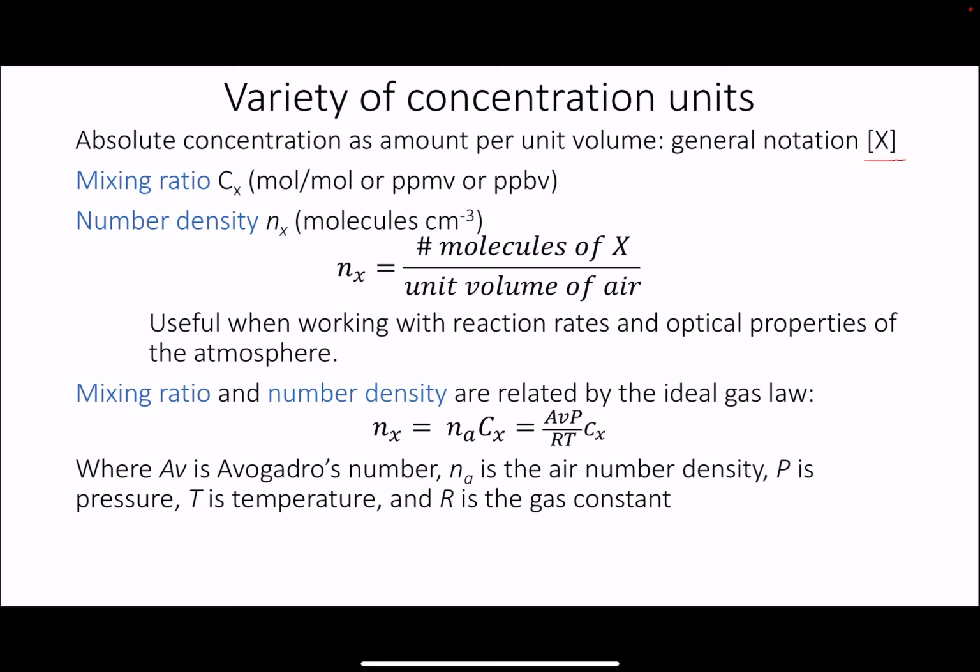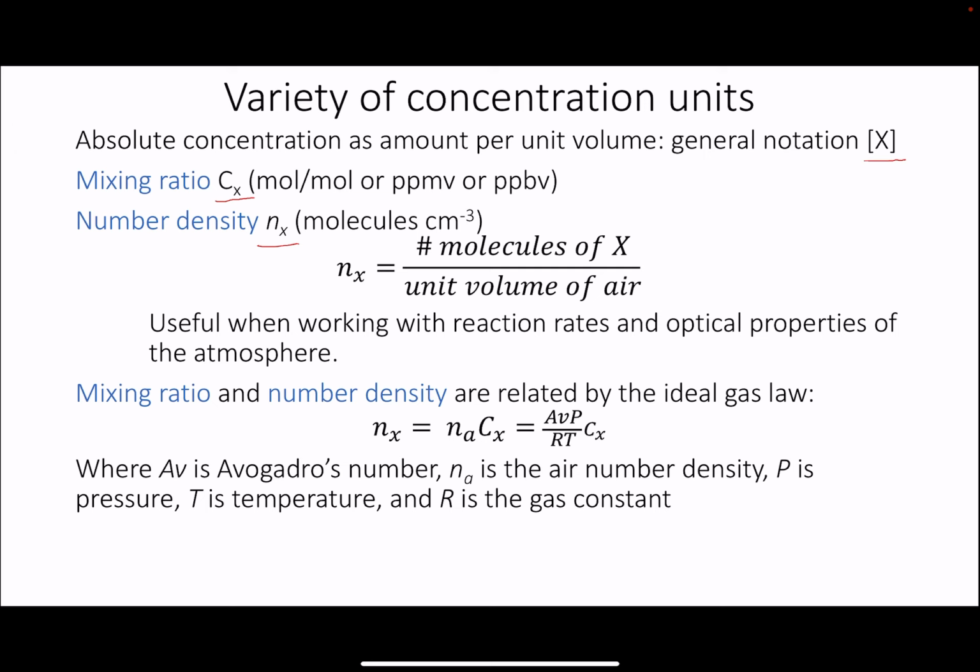There's also the mixing ratio, which is what I showed you, the gas concentrations yesterday of what's in the atmosphere. And that's mole per mole, or ppm or ppb, and that's denoted as a C for gas X. And then there's the number density, which is another type of concentration that's denoted as N sub X, and the units are molecules per centimeter cubed. And so that's the number of molecules of a gas, in this case gas X, per unit volume of air.